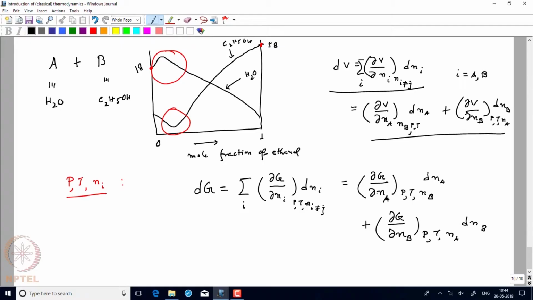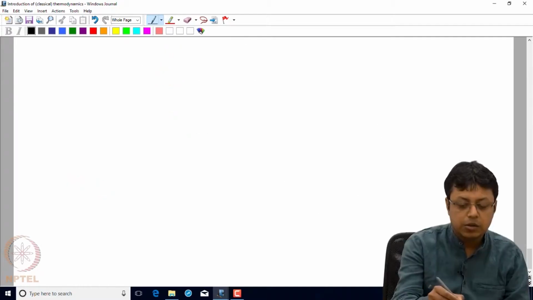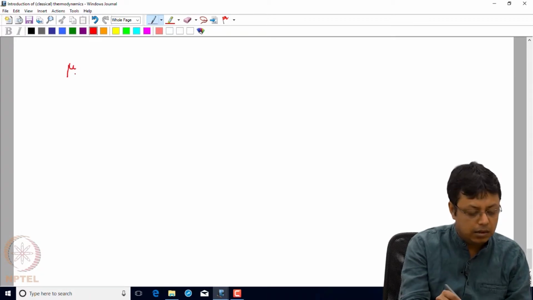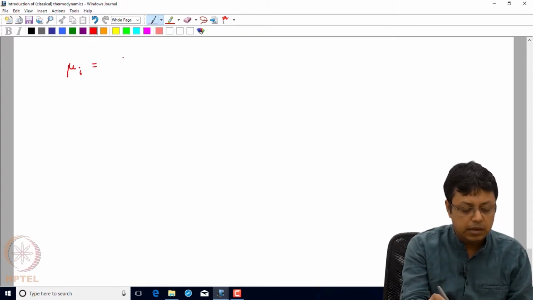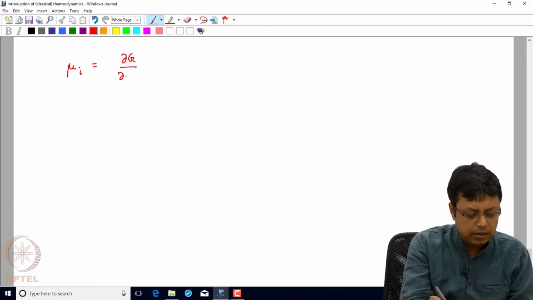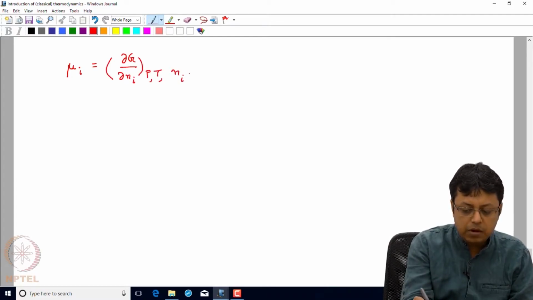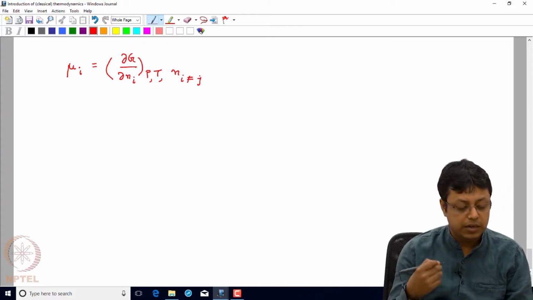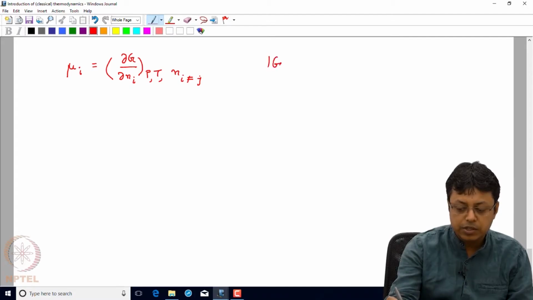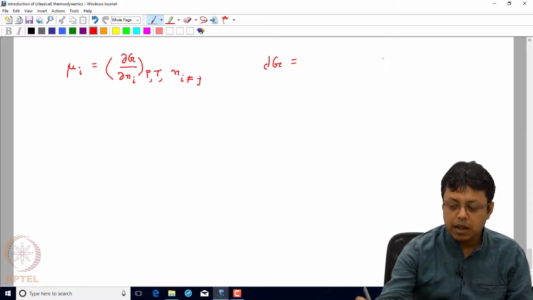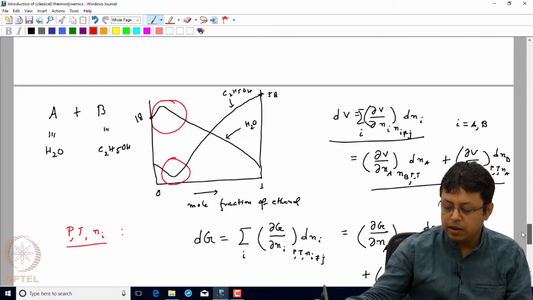So in this way you can define the partial molar quantities, and one of the interesting things is that since we are talking about the change in Gibbs free energy per change in the mole, the Gibbs free energy per unit mole is nothing but the chemical potential. So by definition, the chemical potential of the ith component is defined as del G del N_i at constant pressure, temperature and all other components. So we can rewrite the dG equation as the sum over i of mu_i dN_i, where mu_i is defined as this quantity.